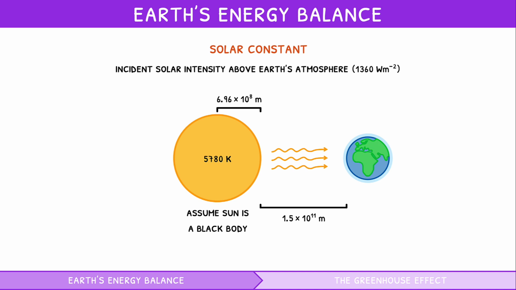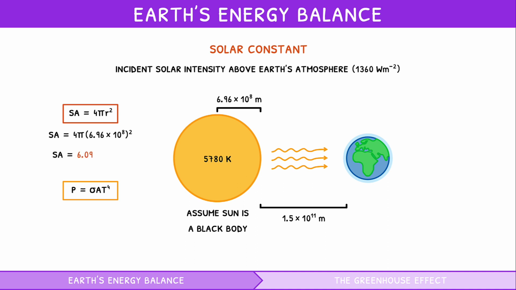First, use the equation power equals Stefan-Boltzmann constant times area times temperature to the power of 4. So, find the surface area of the Sun, i.e. a sphere, using the equation surface area equals 4 pi r squared, and substitute in the Sun's radius, giving 6.09 times 10 to the 18 meters squared. Then, substitute in values for the Stefan-Boltzmann constant, area, and temperature, and solve for a solar power of 3.85 times 10 to the 26 watts.